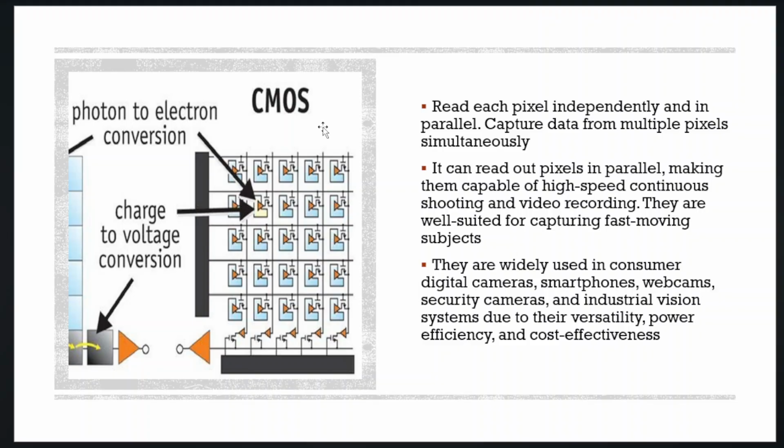But one drawback of CMOS is that the light sensing area is lesser because you have to accommodate the circuit as well. But nowadays, because of how small we can make the circuit today, it's becoming prevalent. It's becoming good.